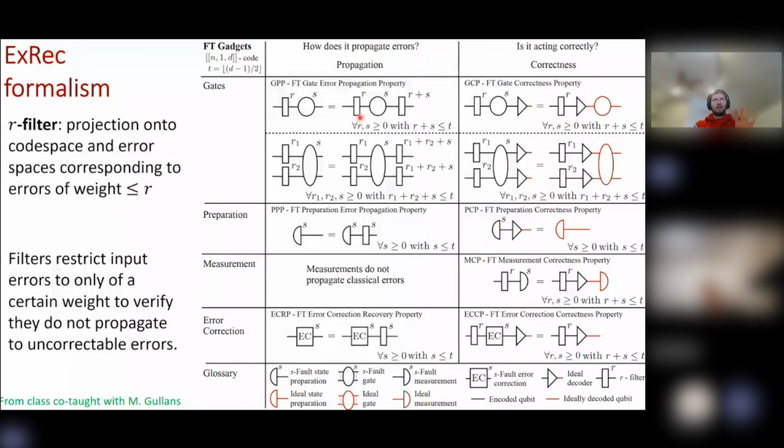So I want to make sure that you're not scared off by this because it's a very simple idea. It's just applied very digitally and painstakingly to all the different gadgets. Okay, that's the propagation property.